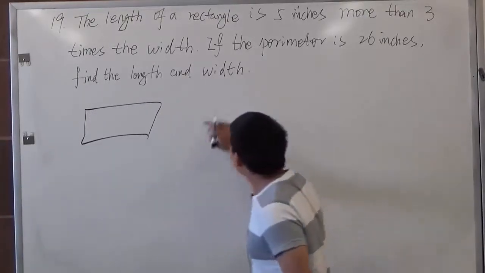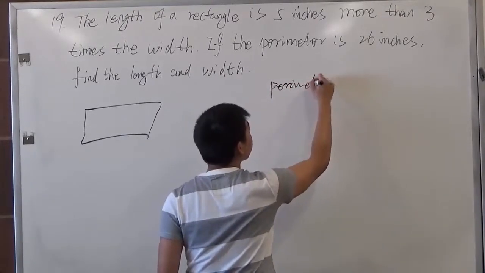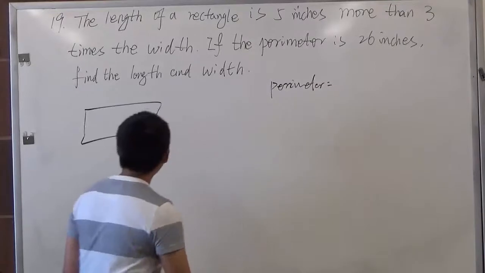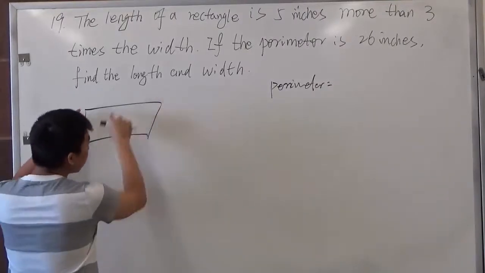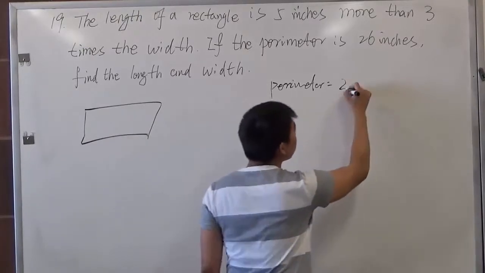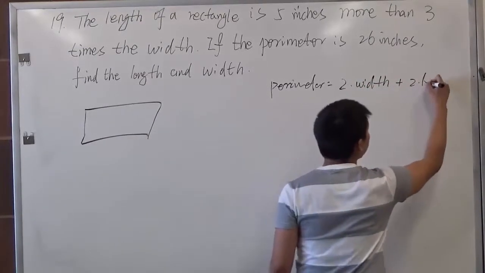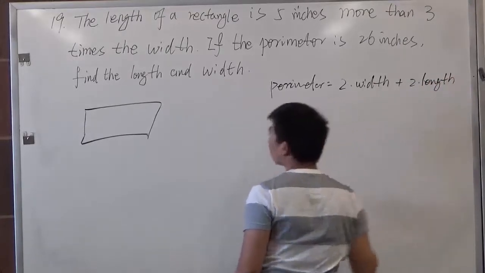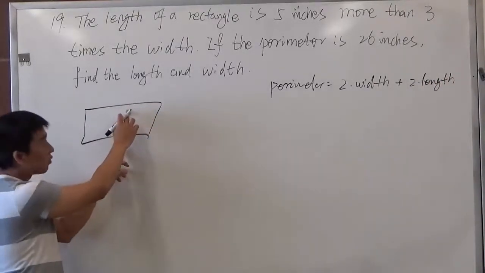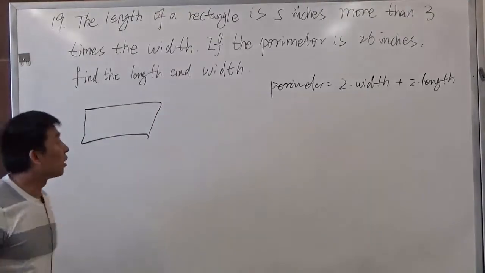So we all know the perimeter of the rectangle, right? Well, it equals the 4 sides of the rectangle. Basically, 2 times the width plus 2 times the length, because we have 2 sides of the length and 2 sides of the width. So that's the perimeter. That's the equation basically.